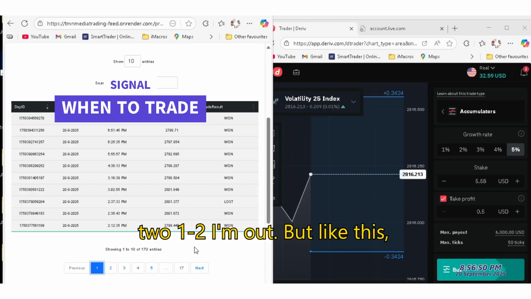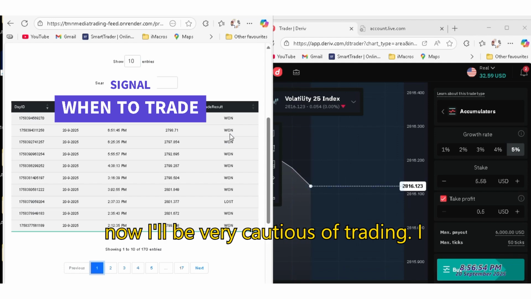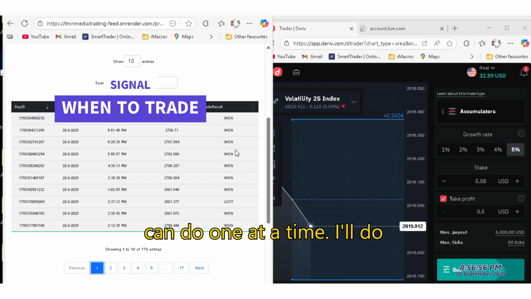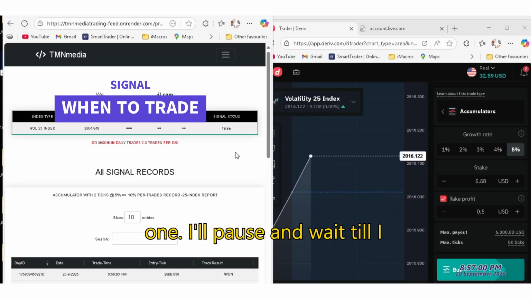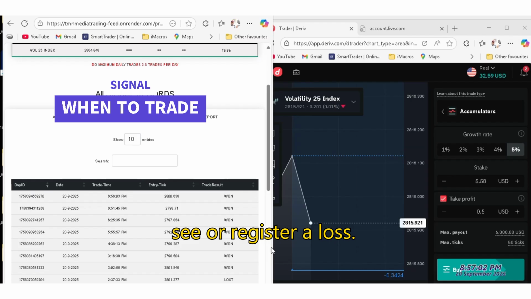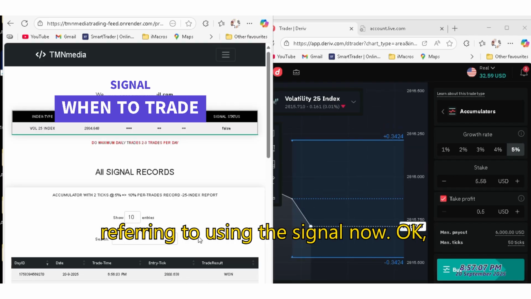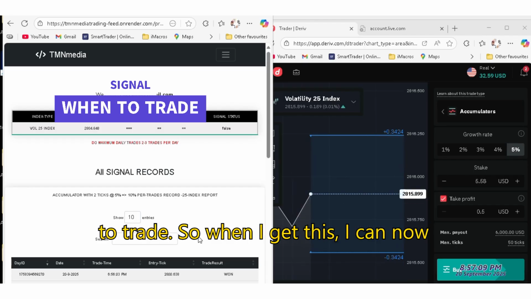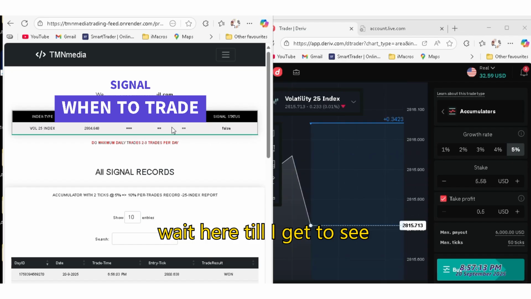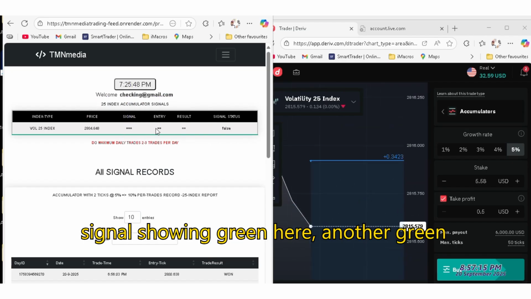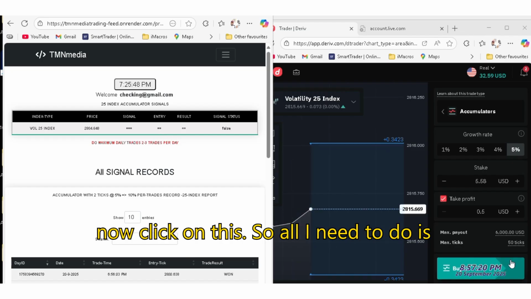2 trades. It's just 2. 1, 2. I'm out. But like this now, I'll be very cautious of trading. I can do one at a time. I'll do one, I'll pause and wait till I see or register a loss. Then I can do another one. This I'm referring to using the signal now to trade. So when I get this, I can now wait here till I see signal showing green here, another green here, and then it tells me enter. I can now click on this.